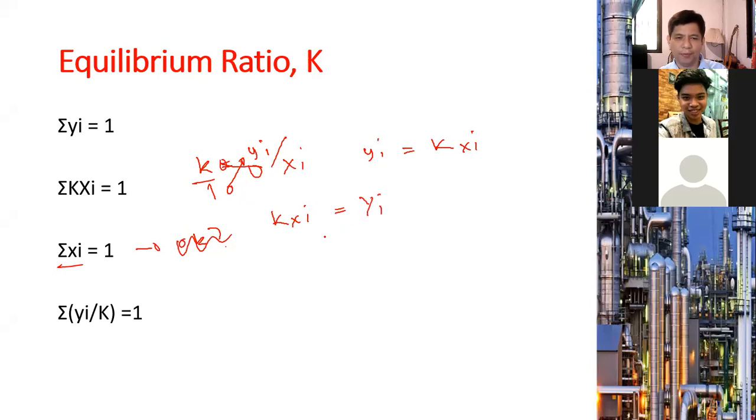Di ba? Tapos, in order to get the equation for x sub i, you just transpose k, ano? So x sub i is equals to y sub i divided by k. And then, therefore, summation of y sub i divided by k is also equal to 1. Do you have any question? So mamaya gagamitin natin itong mga equation na to, no? Especially this one, no? Tapos, ito actually ito yung nagagamit, no? Itong summation of x sub i is equals to 1.